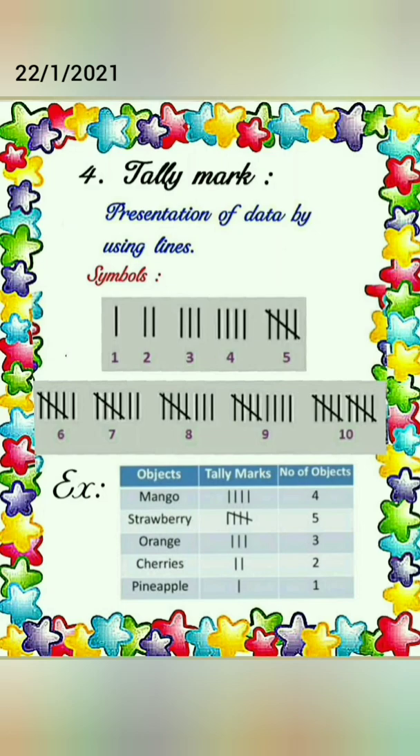Now you can see the given example. Mango. For mango, 4 standing lines have been used, so the number of objects is 4. For strawberry, the symbol of 5 has been used, so the number of objects is 5. Orange, 3 standing lines, so the number is 3. Cherries, 2 standing lines, so the number of objects is 2. And pineapple, 1 standing line, so the number of objects is 1.